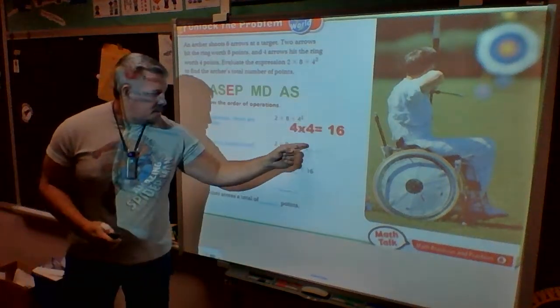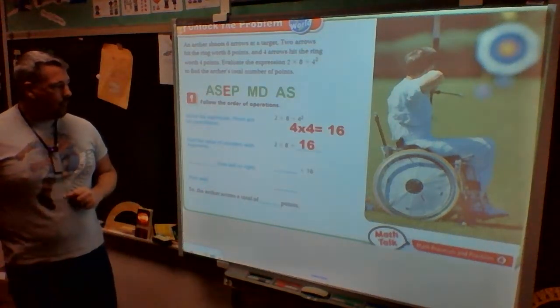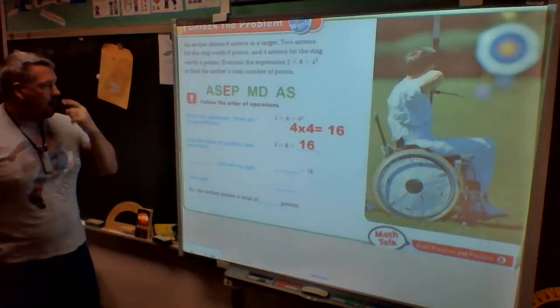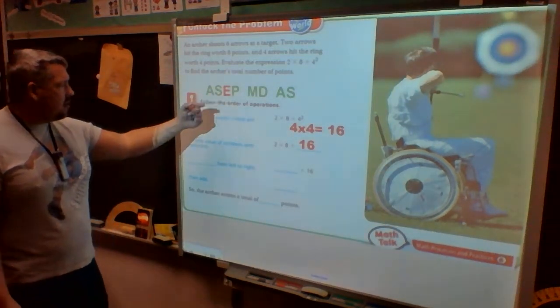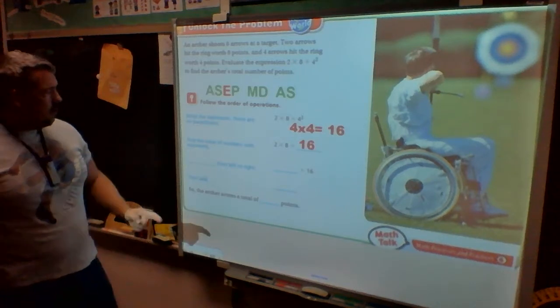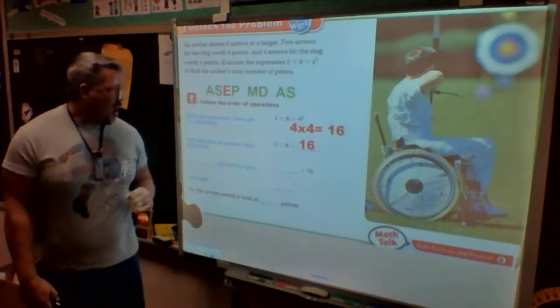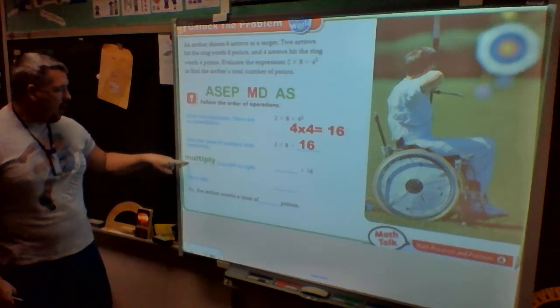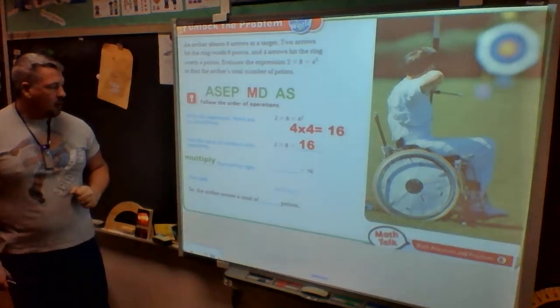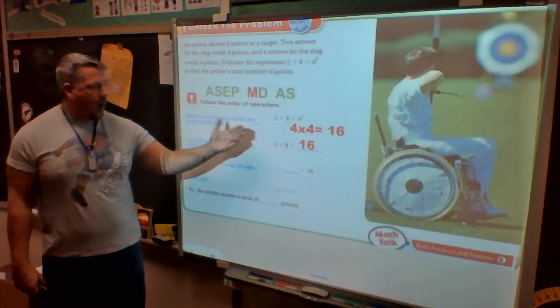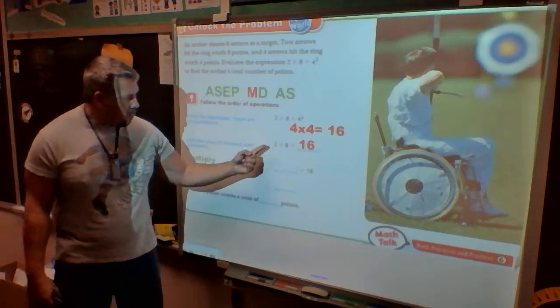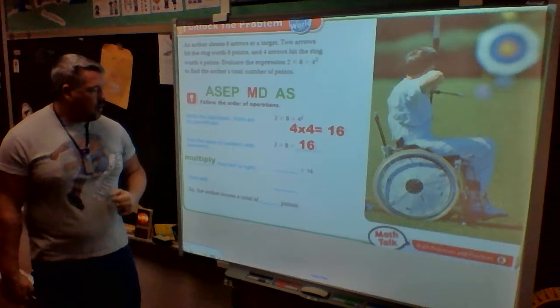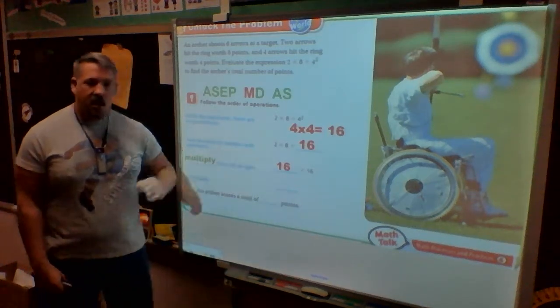I write my 16 where my exponent should have been. So I look at my order of operations. I did my first set. What am I left with then? Well, I'm left with multiplication and addition. So I know my next step has to be to multiply from left to right. So when I multiply or divide, I'm going to have 2 times 8. Well, 2 times 8 is 16.